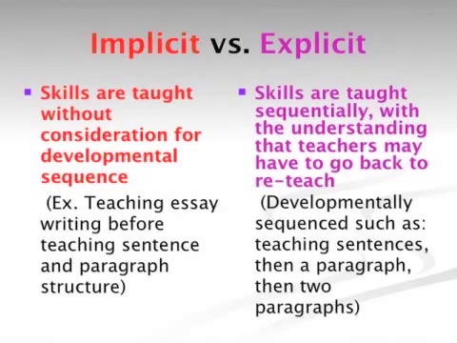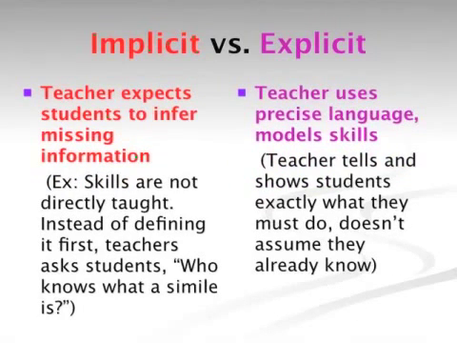In an implicit lesson, skills are taught without consideration for the developmental sequence. So instead of starting with a topic sentence and moving to a basic paragraph, and then the structure of an essay, the teacher starts immediately with the essay. So she really hasn't taken into consideration where the students are coming from. In an explicit lesson, they're taught sequentially, and there's an understanding that the teacher might have to go back and actually reteach pieces of the lesson that they haven't actually learned. So she would instead start with the sentence, then go to the paragraph level, and eventually to the essay level. So there's an order, an explicit order in the way she teaches.